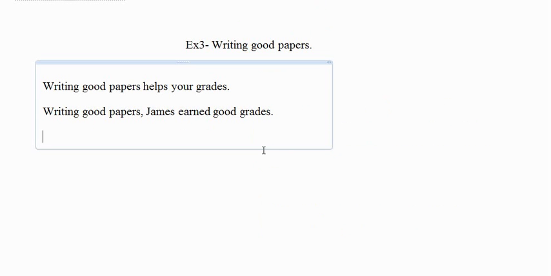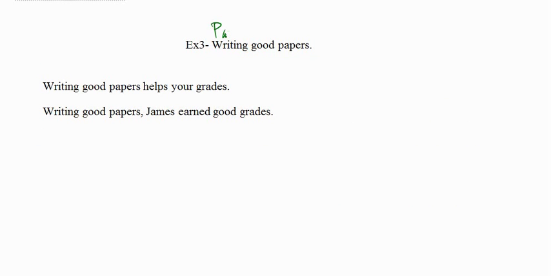So here's the third example, writing good papers. Let's break down the word forms. This is a participle, this is an adjective, and this is a noun. So this could be functioning as your noun phrase. So basically, when you break down the word forms, you have a fragment sentence. And what you probably want to ask them is, okay, what is your subject and verb? If they respond that this is functioning as their subject, then let them know that they need a verb.